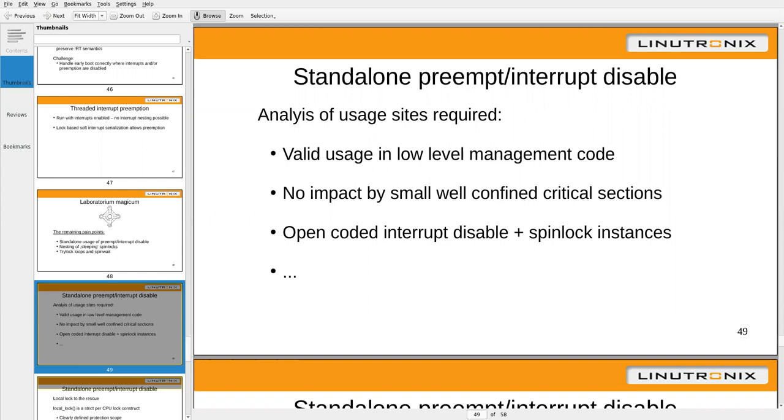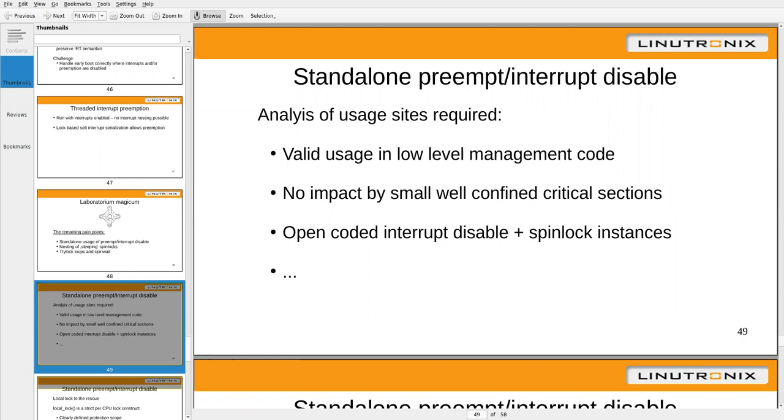So we have the low-level management code for hardware, scheduler, and other things where we have a valid usage, where we have a required usage, so we just leave them alone. We have small, well-defined, well-confined critical sections where it doesn't matter, where the protection scope is clear, where there is no real impact because it just protects a couple of instructions and then it's done. There's no point in actually thinking about converting that to anything more complex, because that would be a performance issue and a lot of overhead for no value.